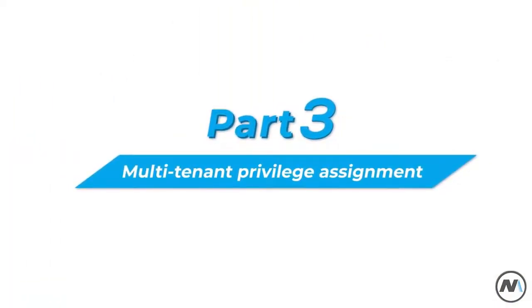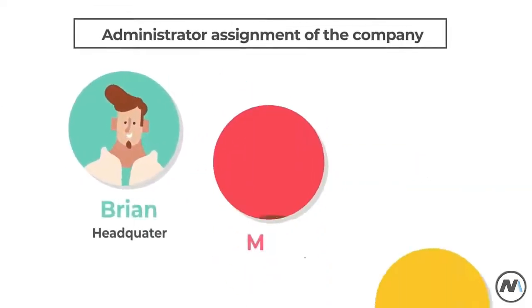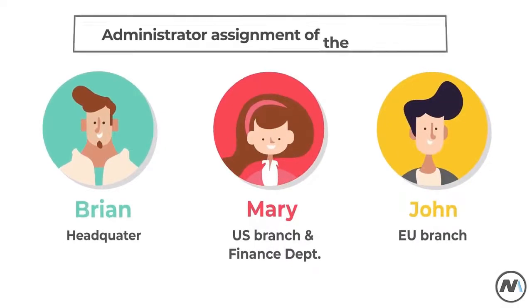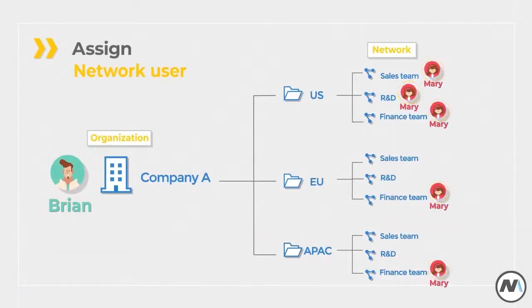Let's see how multi-tenant privileges work in EnGenius Cloud with some examples. Brian is the network administrator of company headquarters. Mary is the network administrator of the USA branch and the finance department, and John, who is the network administrator for the Europe region.